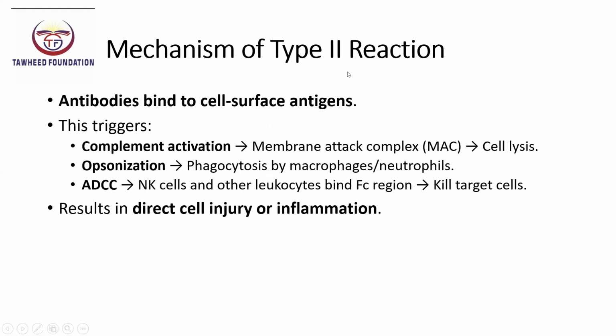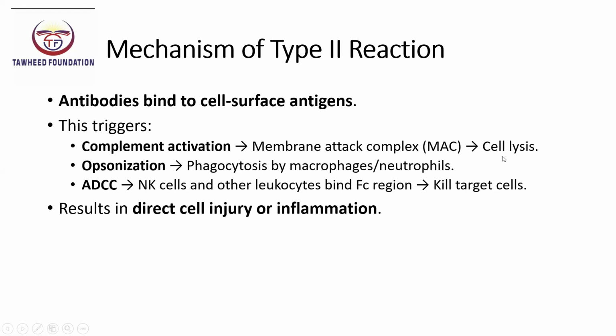Next is mechanism of type 2 reaction. In type 2 hypersensitivity, the reaction begins when antibodies bind to antigen present on the surface of a cell. This binding triggers three important immune mechanisms. First, the complement activation. The complement system can be activated, leading to the formation of a membrane attack complex, which creates pores in the cell membrane and results in lysis.